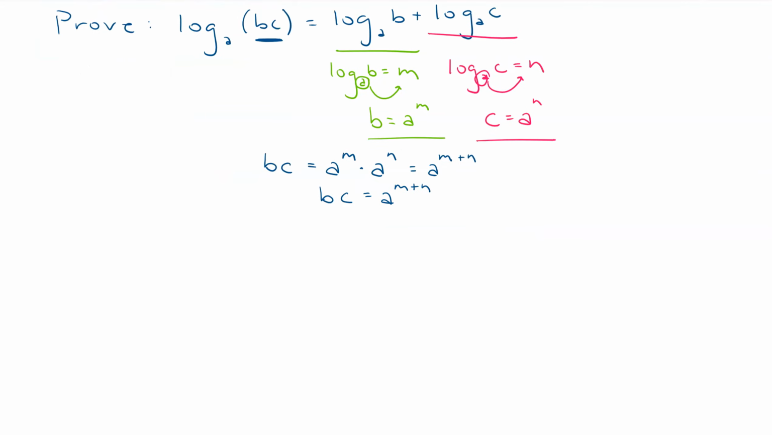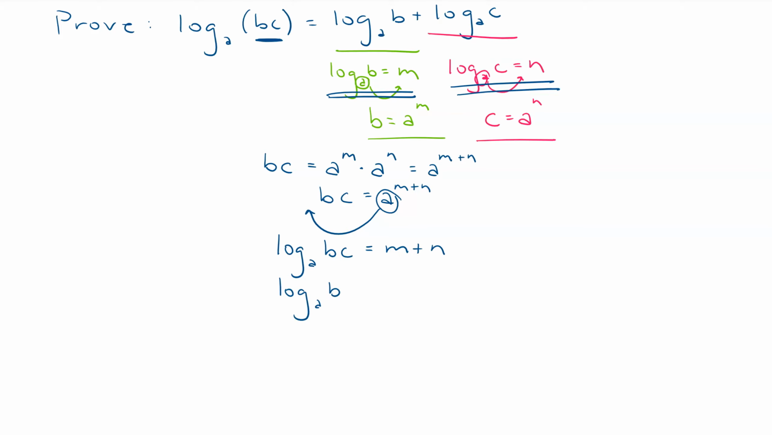Now we're currently in exponential notation, but if I take this back to logarithmic notation, here's the ducky with the leaf on his head, the ducky ducks under, the log floats back over, I get log base a of b times c equals m plus n. But remember, m was just log base a of b, and n was log base a of c, so I can rewrite this one more time as log base a of b times c equals log base a of b plus log base a of c. And that's the end of the proof right there.